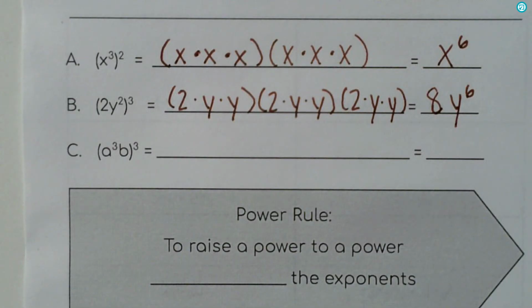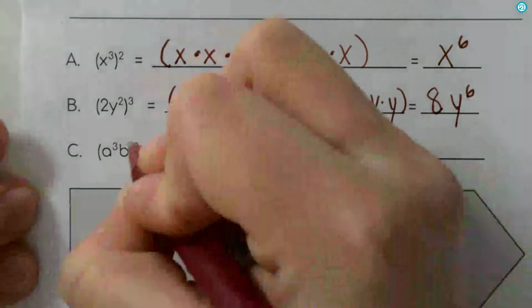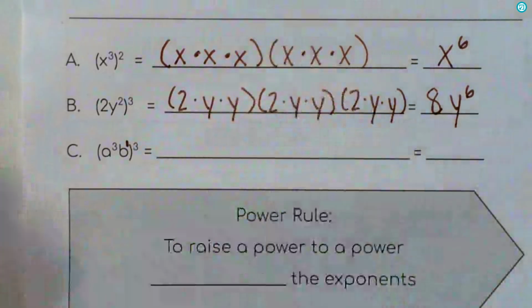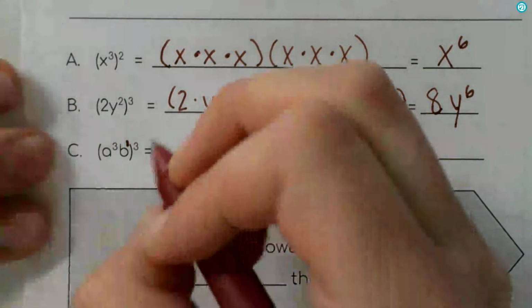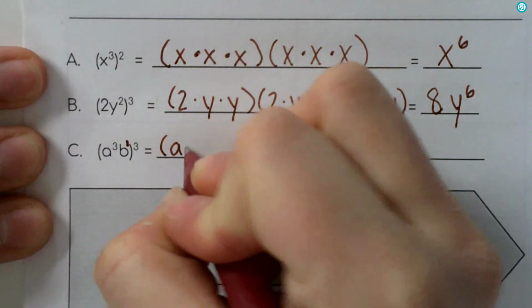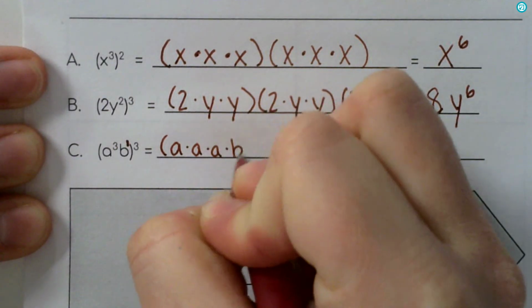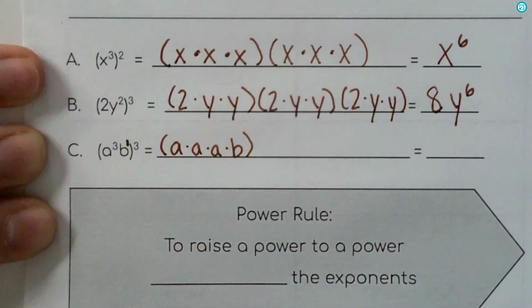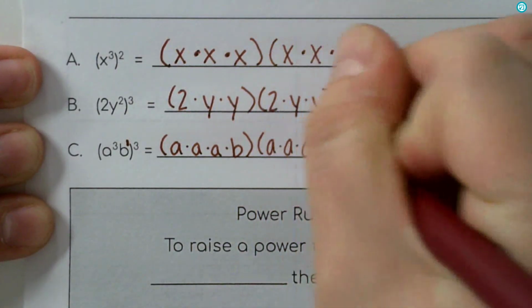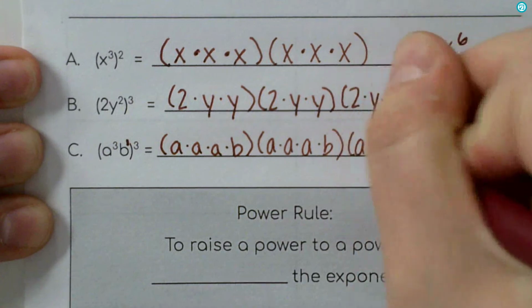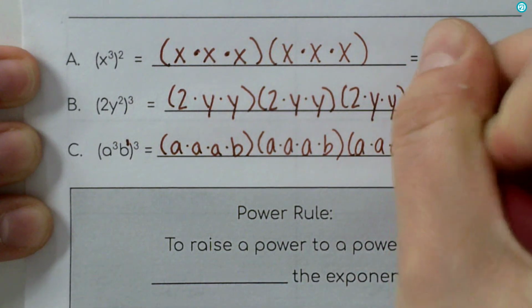Okay, on this next one, I'm going to go ahead and put an imaginary 1 on my b. And let's look at this one. So I've got a to the third, b to the first, and then I need 3 of those. So each set of parentheses is going to be a times a times a times b. I'm going to have 3 of those. A times a times a times b. A times a times b.